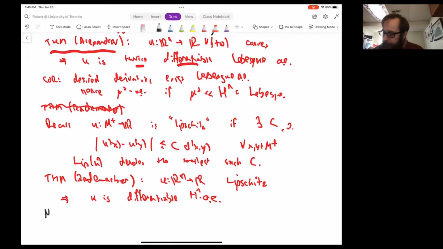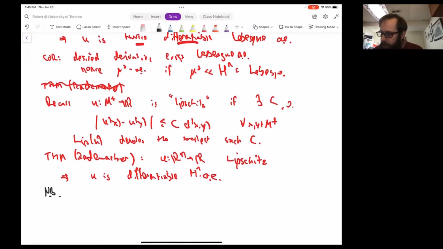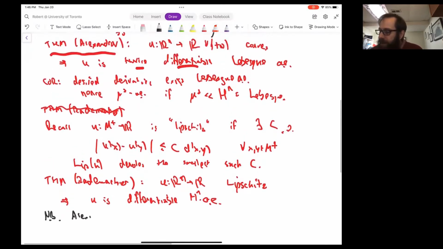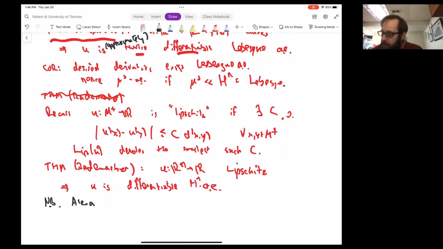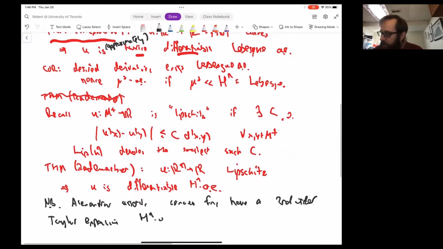So let me say, I can cure this by saying approximately twice differentiable, which is a notion from measure theory that probably most of you are not familiar with. But if you're familiar with it, then what I say is true. Another way to cure this problem is that convex functions have a second order Taylor expansion Hn almost everywhere.